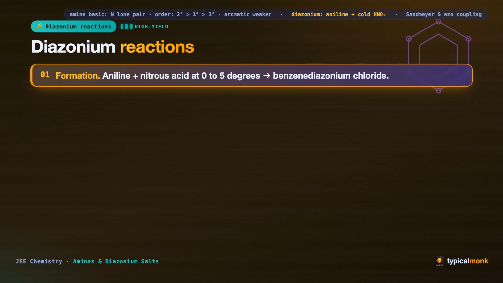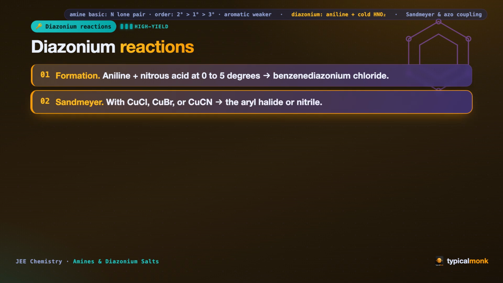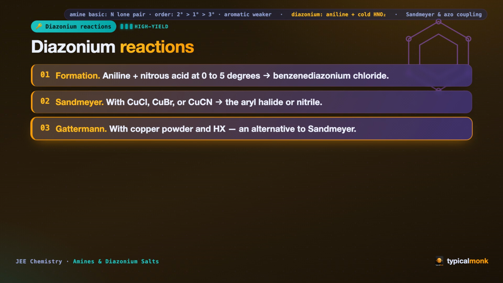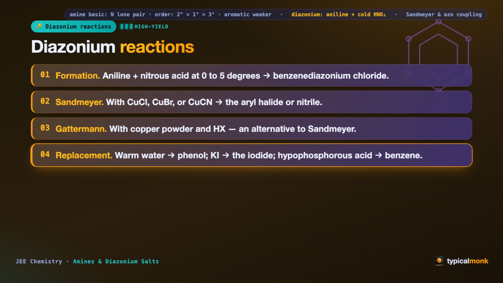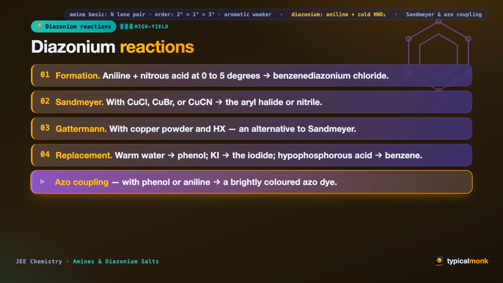Now, the reactions of the diazonium salt, one by one. Formation: aniline with nitrous acid at 0 to 5 degrees gives benzene diazonium chloride. Sandmeyer: with copper chloride, copper bromide, or copper cyanide, it gives the aryl halide or nitrile. Gattermann: with copper powder and the hydrogen halide, an alternative to Sandmeyer. Replacement: warm water gives phenol, potassium iodide gives the iodide, and hypophosphorus acid gives benzene. Azo coupling: with phenol or aniline, it gives a brightly colored azo dye.